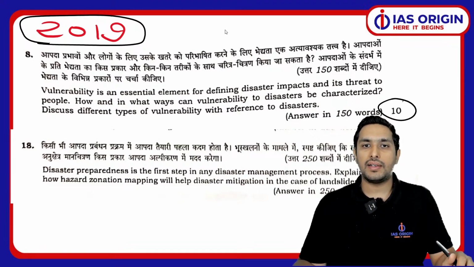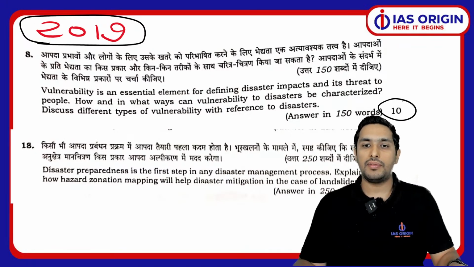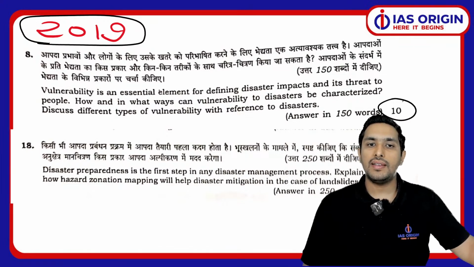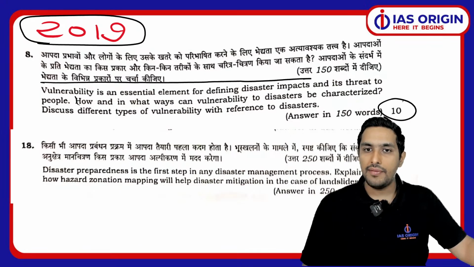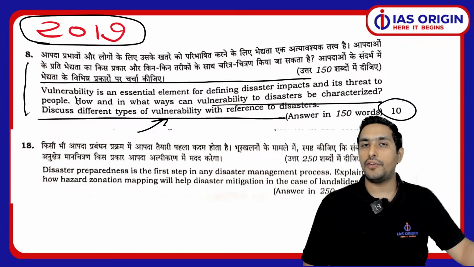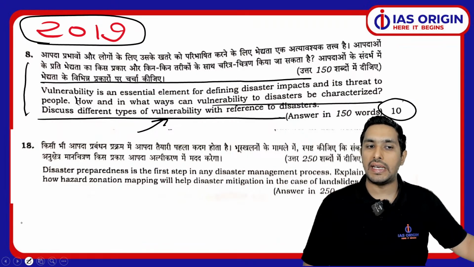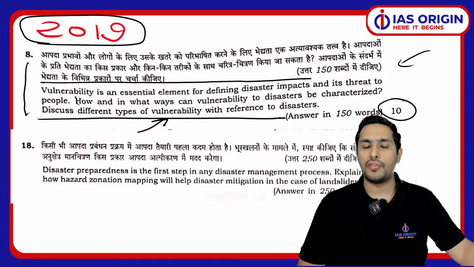अब ये आप ध्यान से देखिए, this very question actually is of immense value, I would certainly say. First of all, let's read this very question. ठीक है. So the question says that vulnerability is an essential element for defining disaster impact, कि हम कितने vulnerable हैं, and its threat to the people. So in what ways can vulnerability to disaster be characterized? Discuss different types of vulnerability with reference to disaster. So that's very much important. This question was basically based on vulnerability. अभी vulnerability index की बात आती है तो उससे भी आपको relate करना था. This was a 10 mark का question, 150 words you had to answer.